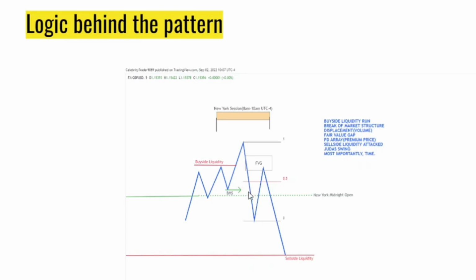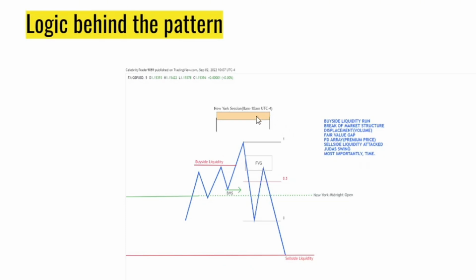Now, the third thing is breaking market structure. The fourth thing we want to see is price come back inside and tap into an imbalance. That's the fourth thing. That's a fair value gap, also called an imbalance. Then that is where you want to take your trade. After you see that happen, that is when you want to take your trade.